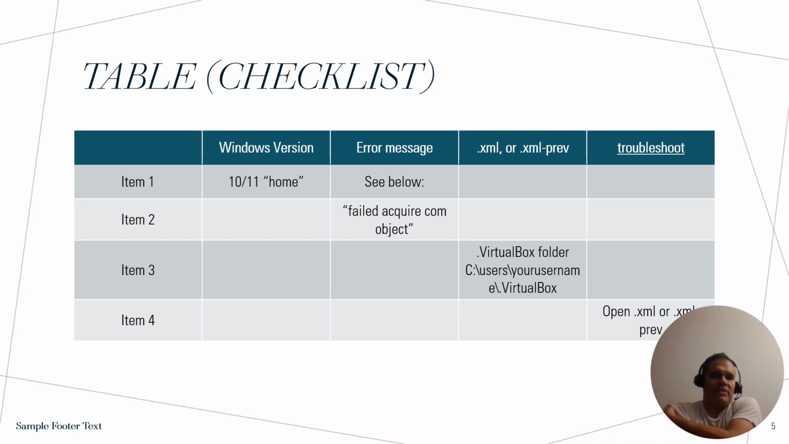But my issue was related to the fact that I have the home version, apparently, and I have an error message requiring me to search for the failed acquire COM object, which on the internet and on YouTube gives you a couple of other suggestions. Since they didn't work, I had to come up with my own, which I was able to find through a URL that I'll share at the end.